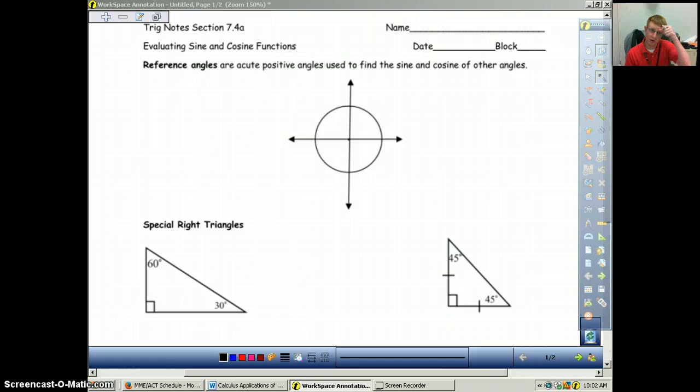So what we're going to talk about in this section, the very first thing, is reference angles, and reference angles are absolutely the most important thing for you to understand moving forward with trigonometry. If you don't understand reference angles, you're really going to struggle. You absolutely have to understand what a reference angle is. So let's just get right into that.